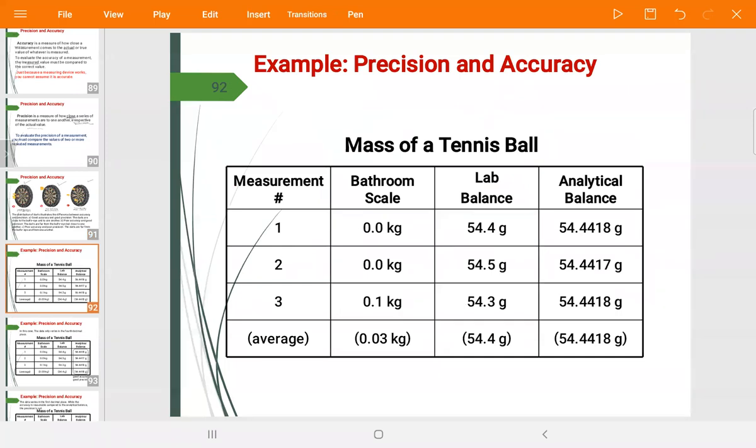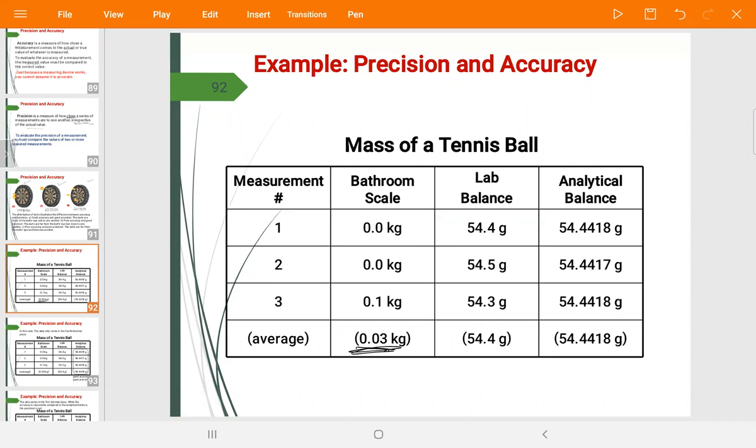Now, let us see this example. These are the number of trials. If you measure, for example, the mass of a tennis ball using a bathroom scale, lab balance or analytical balance, you'd get different values. If you have a number of trials, you have to add them up and divide the sum of these measurements by the number of trials to get the average measurement. And that will give you the accurate value.